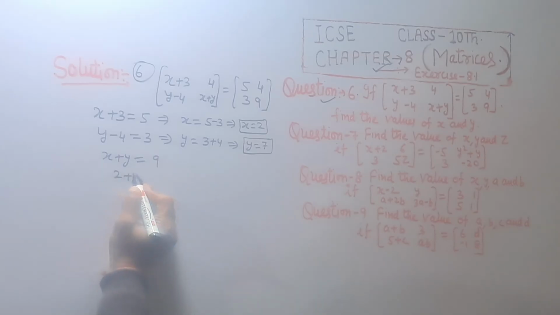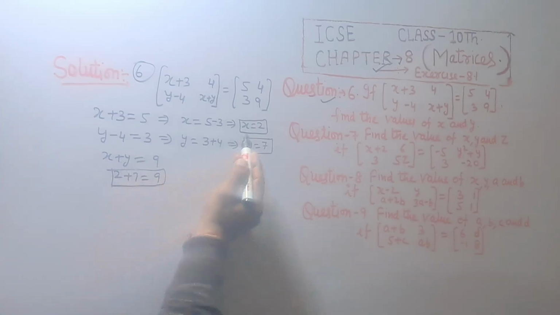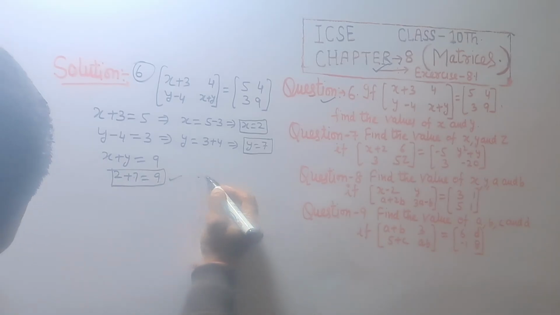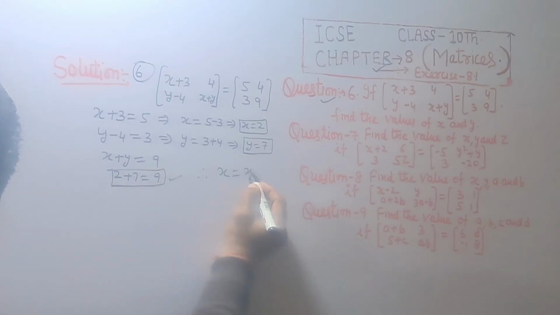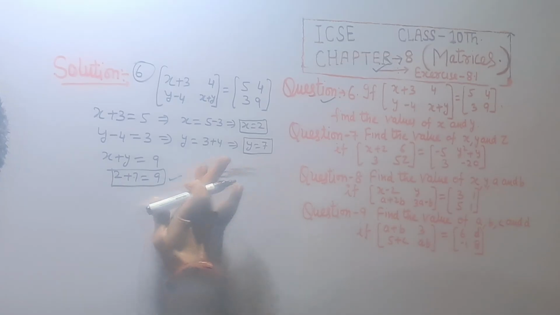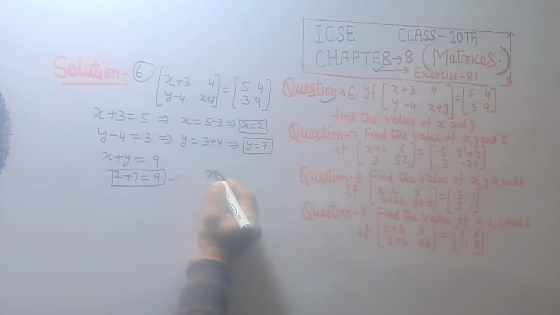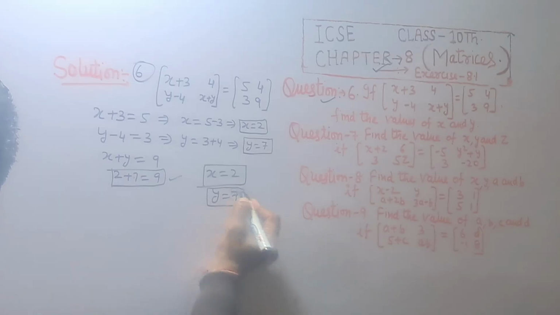So 2 plus 7 is equal to 9. X is 2 and y is 7. 2 plus 7 equals 9. So we get x equal to 2 and y equal to 7. Answer.